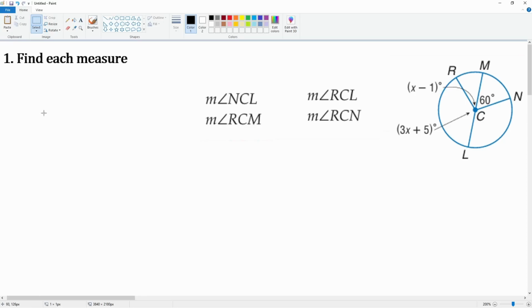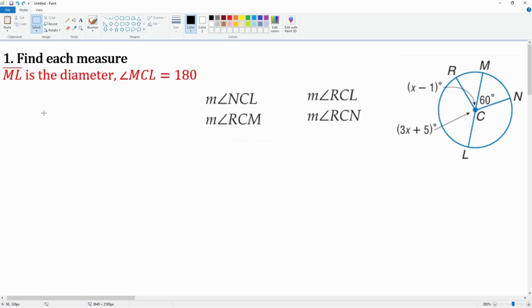All right, here we have question 1. We are asked to find the measurement of each one of these measurements. Please notice that C is the circle and all the angles there are central angles. The first thing that we want to notice is that the segment ML is the diameter.